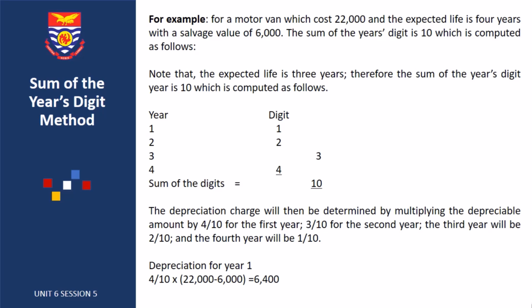The depreciation charge will then be determined by multiplying the depreciable amount by 4 over 10. So we find the inverse for year 1. Then 3 over 10 for year 2. The third year will be 2 over 10. The fourth year will be 1 over 10. So the depreciation charge for year 1 will be 4 over 10 times 22,000 minus 6,000, giving us 6,400.